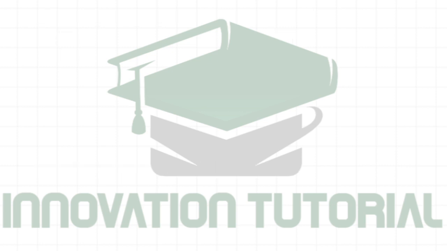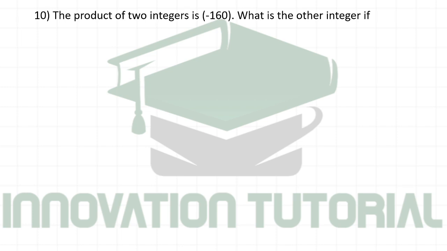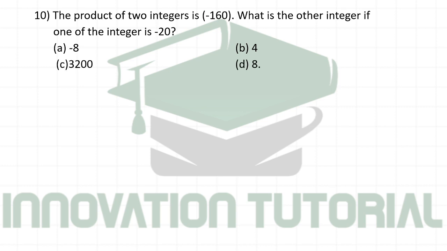So let's move on to our next question, which is: the product of two integers is minus 160. There are two integers whose product is minus 160. What is the other integer if one of the integers is minus 20? One integer is given to us, that is minus 20. So what should be the value of the second integer? That is, what number should we multiply with minus 20 to get minus 160?